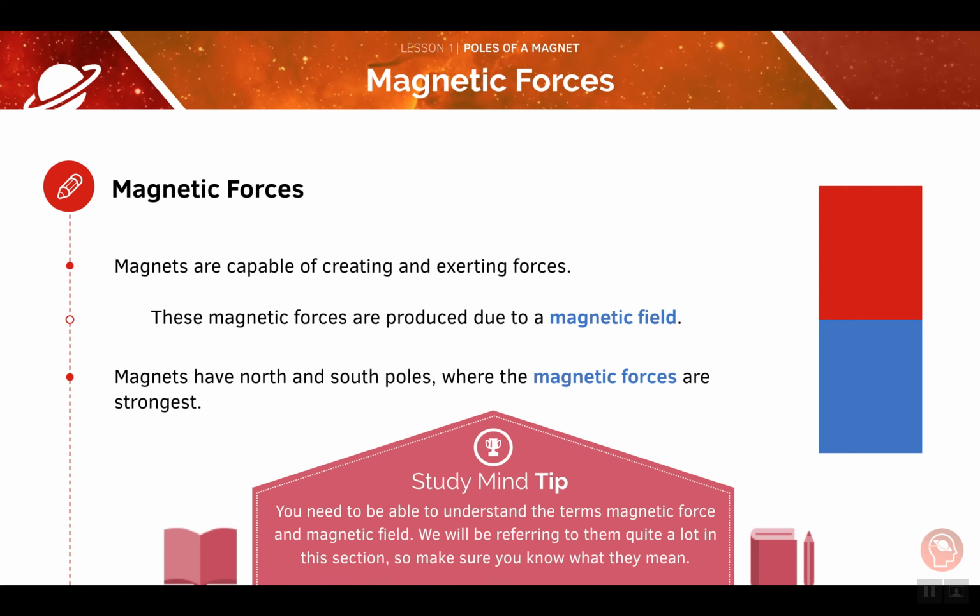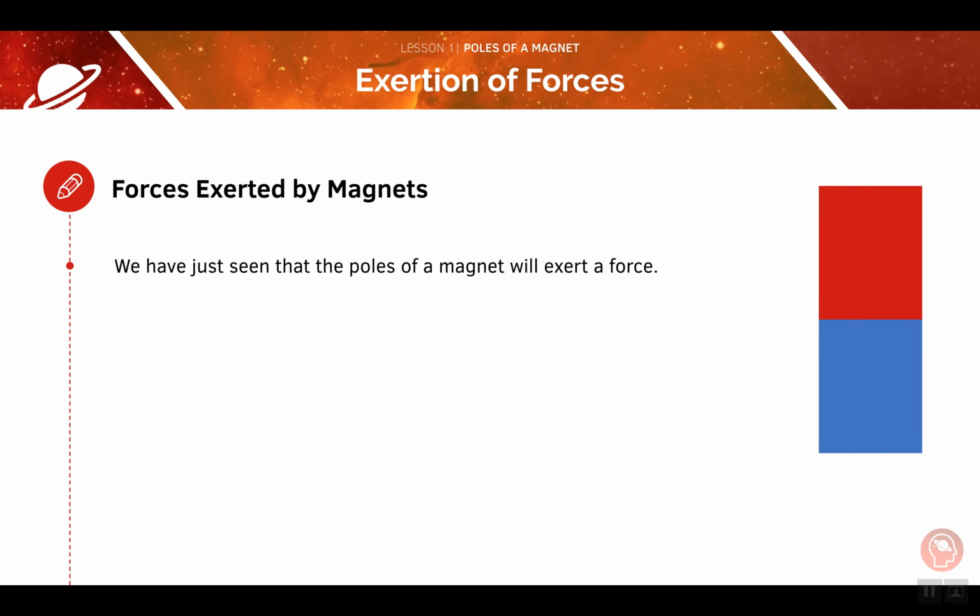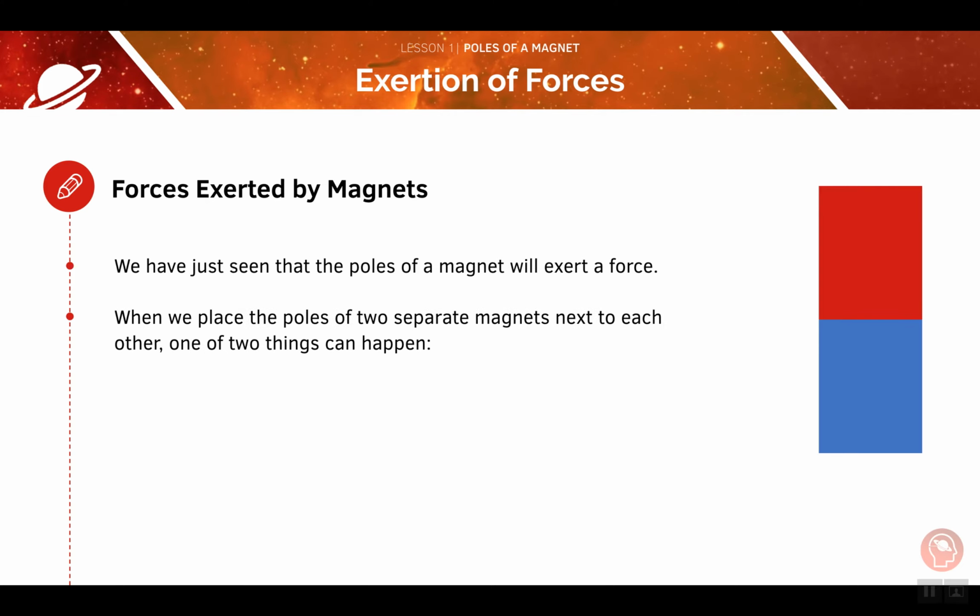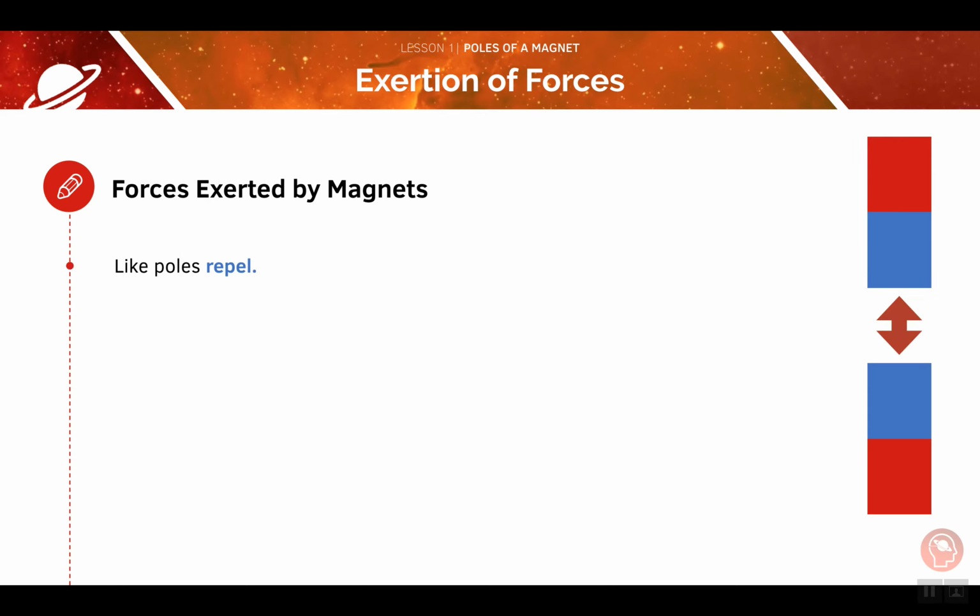You need to be able to understand the terms magnetic force and magnetic field. We'll be referring to them quite a lot in this section, so make sure you know what they mean. We have just seen that the poles of a magnet will exert a force. When we place the poles of 2 separate magnets next to each other, one of 2 things will happen. We'll either get attraction or repulsion.